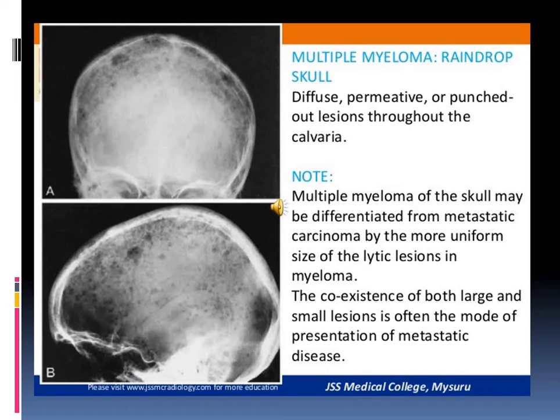Sometimes we can put forward a differential diagnosis, which is metastasis to the skull, but usually metastasis shows larger sizes and the lesions are not so equal or near each other in size. So this can be an important description for both multiple myeloma and metastasis.